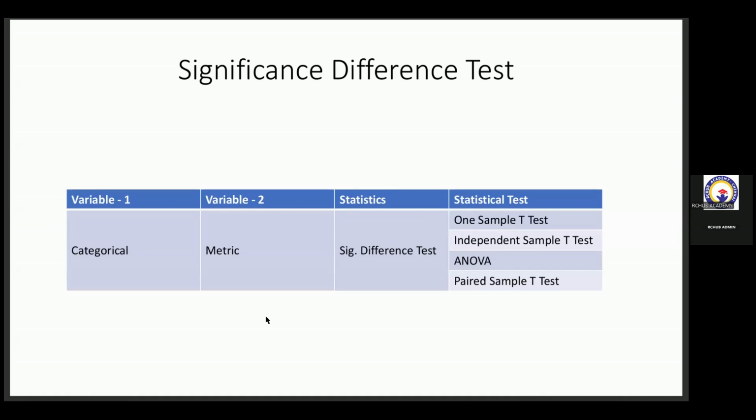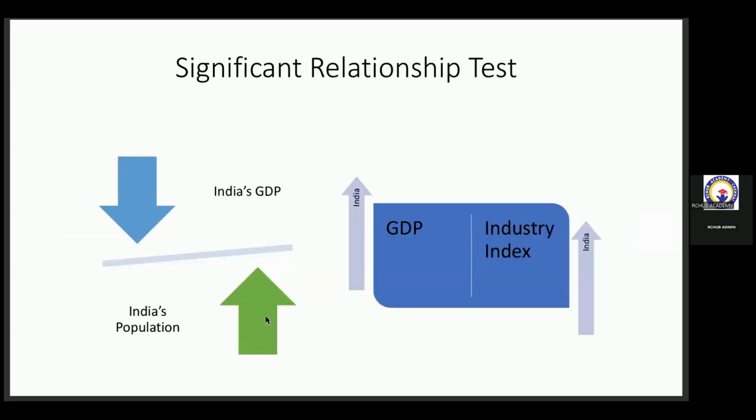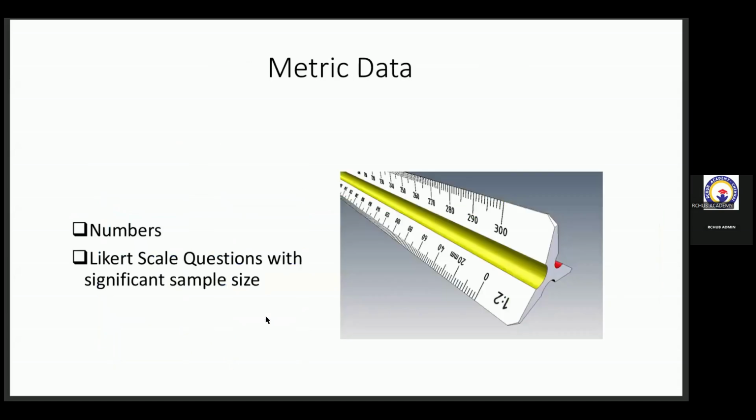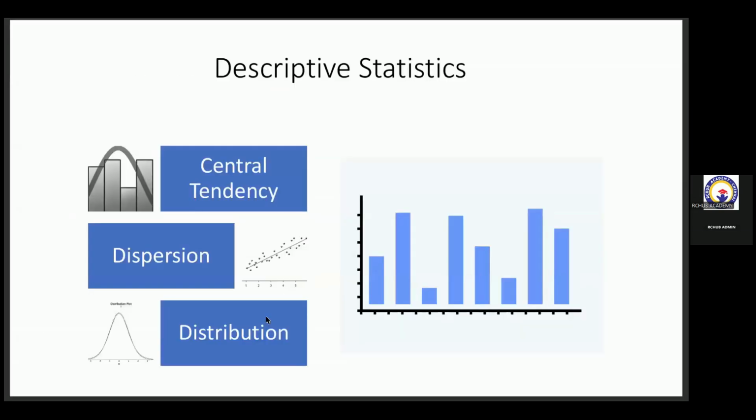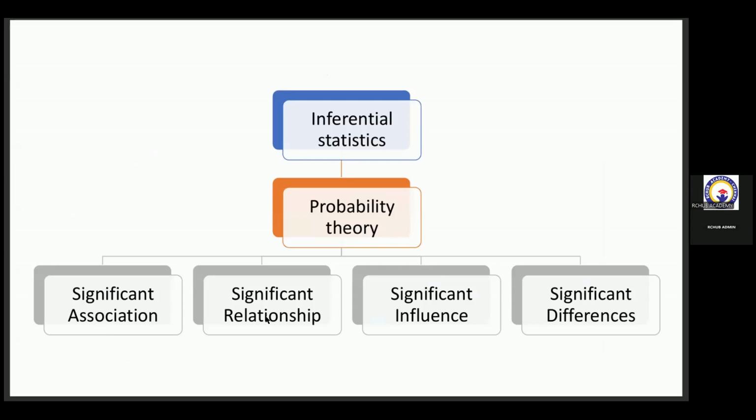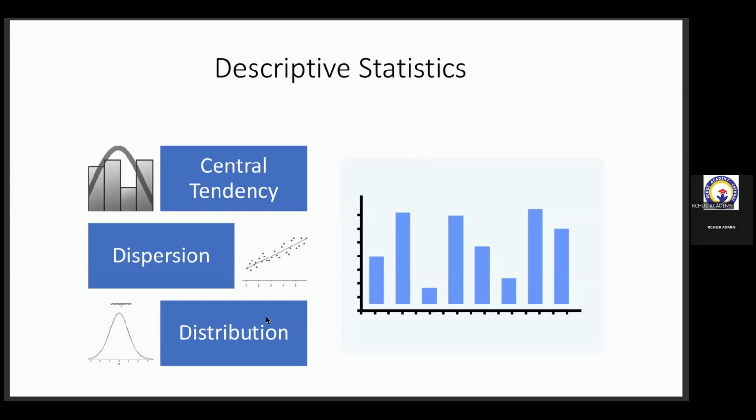Now let me open the SPSS. Before that, let me summarize everything. What I said is, we do statistics only for four important reasons. One is to identify whether two variables have an association. The second is whether two or more variables have a significant relationship with one another, or one variable is influenced by many variables. Another is to find whether there is any significant difference in the variables considered, and finally, descriptive statistics.